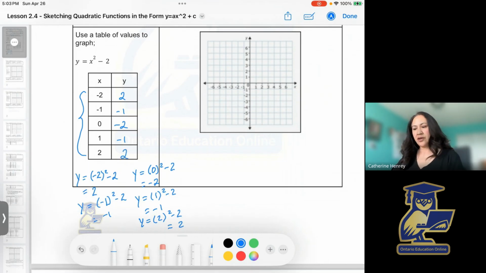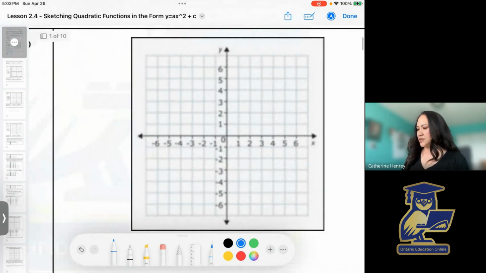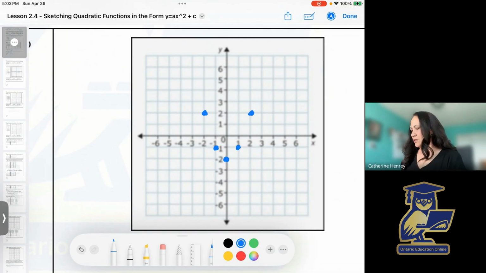So let's go over to our graph, zoom in a little bit, and plot our points. So we have (-2, 2) right up here. We have (-1, -1). We have (0, -2), (1, -1), and then (2, 2). So we have the shape of our parabola here.